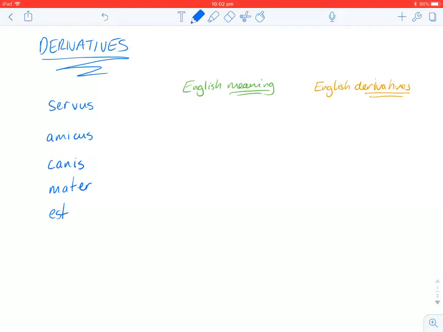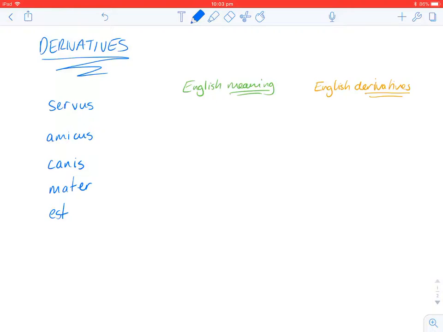This video helps to explain what derivatives are. So we've already learned a lot of Latin words. What do we mean by a derivative? Well, a derivative is a little bit different to the meaning of the word.